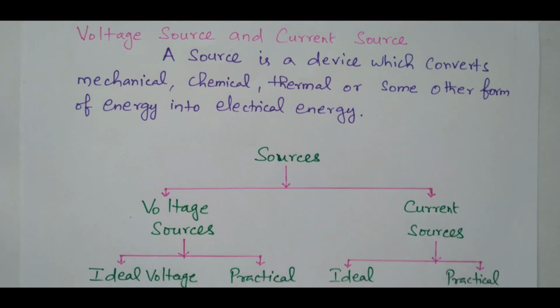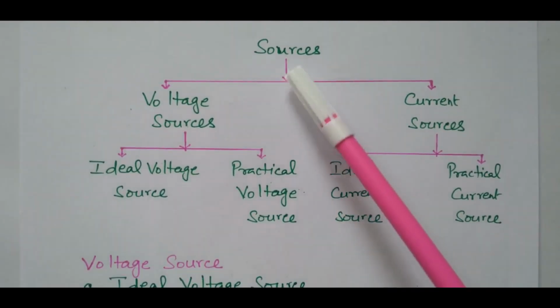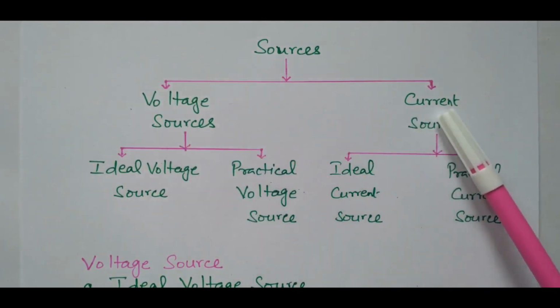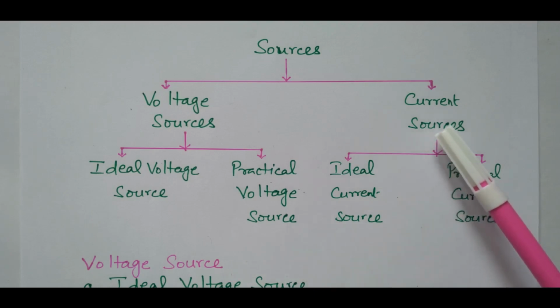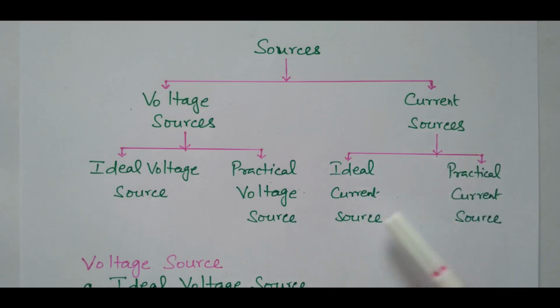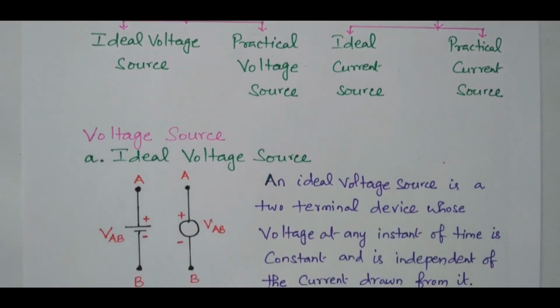So the classification is available here. The source is divided into voltage source and current source. Voltage source is further divided into ideal voltage source and practical voltage source. We will see what is meant by ideal voltage source and practical voltage source one by one. Similarly, current source is again divided into ideal current source and practical current source. So we have two types of source, voltage source and current source, and in both we have ideal as well as practical. We will see this one by one. First let's go to the voltage source, in that the ideal voltage source.